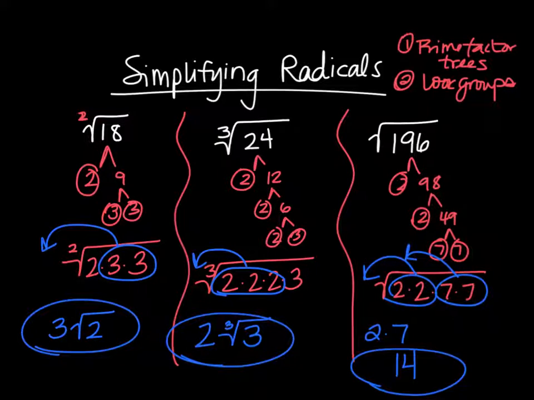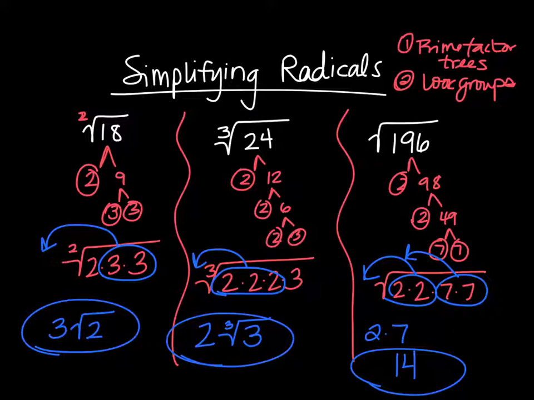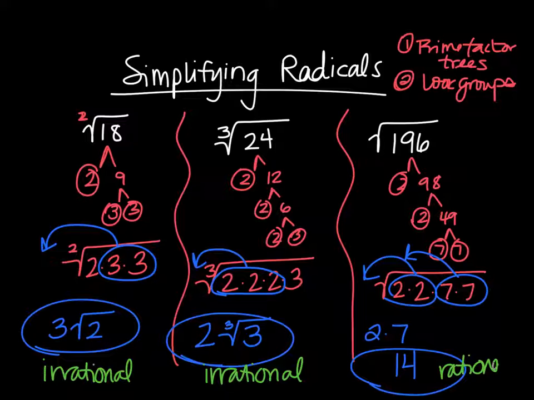All right, the second part of our lesson then is to talk about rational and irrational. So when we talk about rational and irrational, remember anything irrational has a square root left in it. So for example, this first one, 3 square root 2 is an example of an irrational number because it still has the square root symbol. The same for 2 cube root 3, it's also irrational. 14, however, is a rational number because the square root went away.